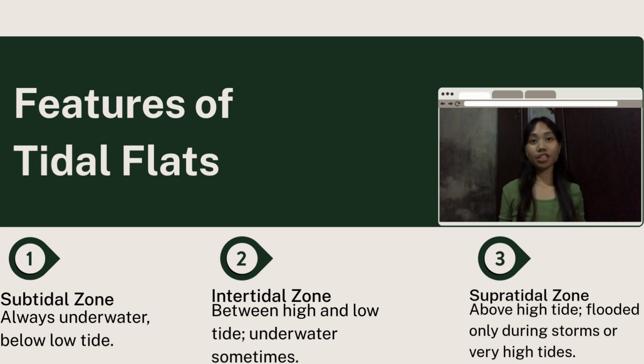So, the composition of tidal flats, again, is made of mud, sand, and sometimes tiny crystals like gypsum and halite. And these are the zones. The first one is the subtidal zone, always underwater and below low tide. Number 2 is the intertidal zone, between high and low tide, underwater sometimes. The last one is the supratidal zone, above high tide and flooded only during storms at very high tides.